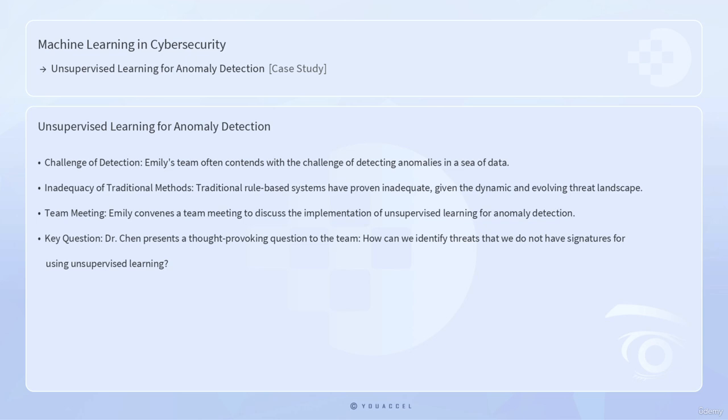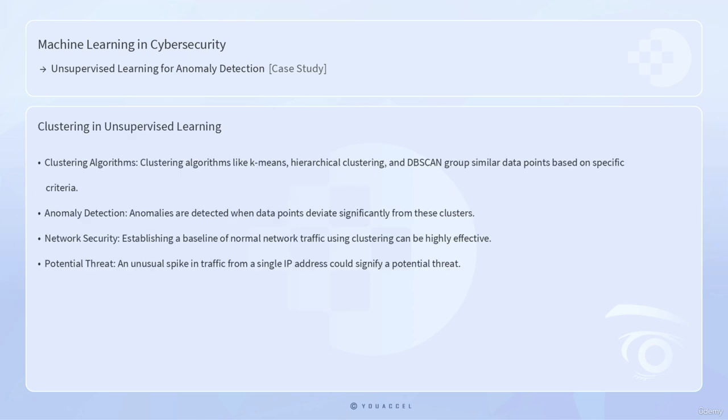Dr. Chen presents a thought-provoking question to the team. How can we identify threats that we do not have signatures for using unsupervised learning? The first concept Emily discusses is clustering, a fundamental technique in unsupervised learning. She explains that clustering algorithms like k-means, hierarchical clustering, and DBSCAN group similar data points based on specific criteria. Anomalies are detected when data points deviate significantly from these clusters.